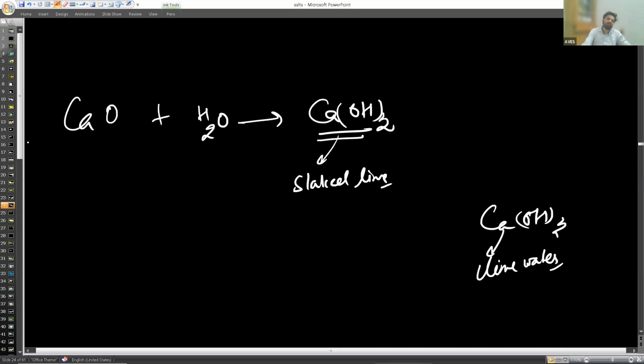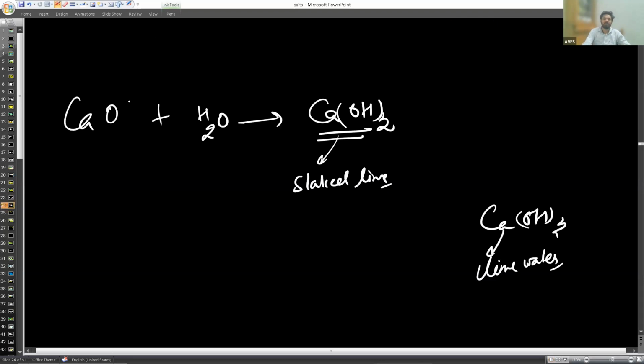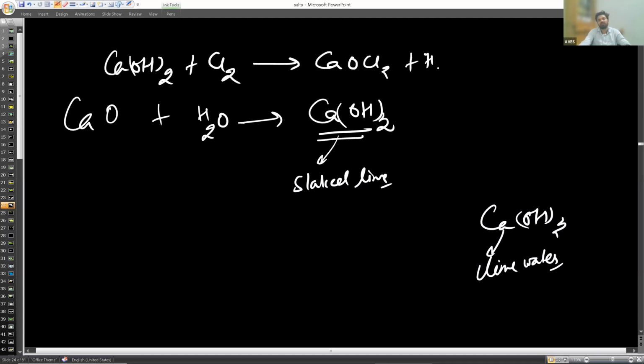So if I'm having calcium hydroxide, when chlorine gas is passed through it, it will give you calcium oxychloride plus water.